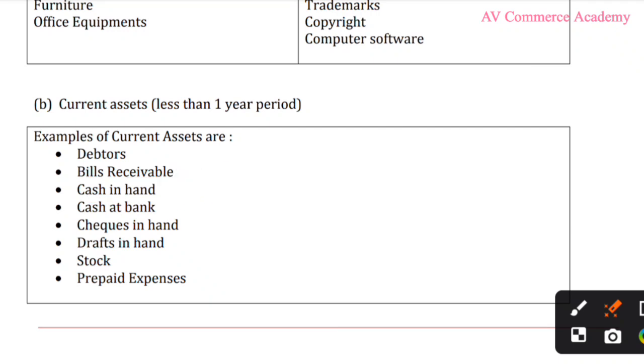Next one is cash in hand. Cash in hand is nothing but the cash the company has in hand. Next one is cash at bank.